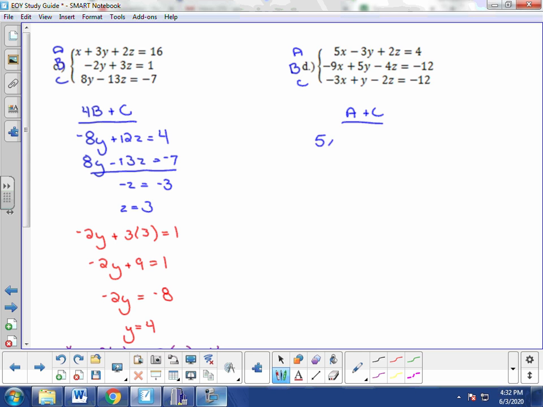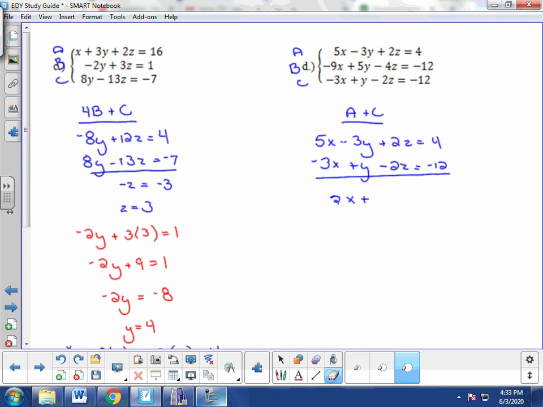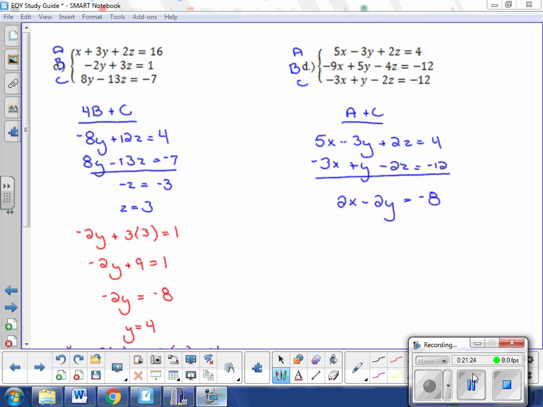So 5x minus 3y plus 2z equals 4. And negative 3x plus y minus 2z equals negative 12. If I combine these two, what happens is I get a 2x minus 2y, the z's eliminate, equals negative 8. This is good because I've worked from 3 variables now down to 2. So I'm going to put a star by this equation to know that I want to come back to it.